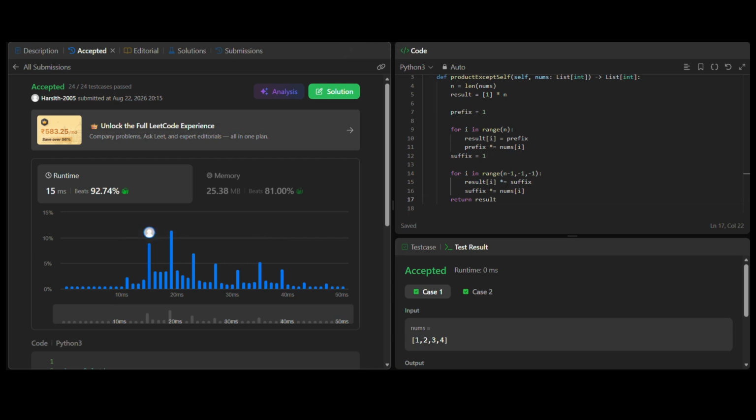And there we go. So the key idea is, for every element, the answer is the product of everything on its left multiplied by everything on its right. Calculate those two sides in two passes and we get an O of n solution. Don't memorize, recognize it.